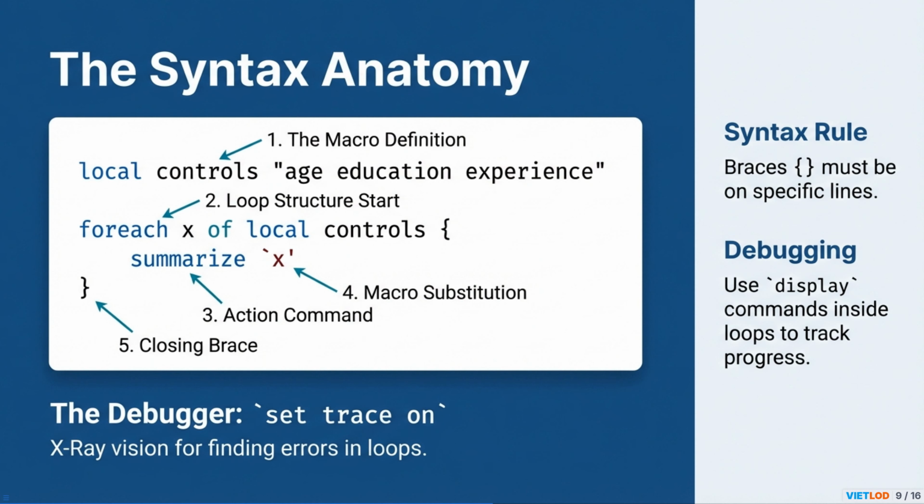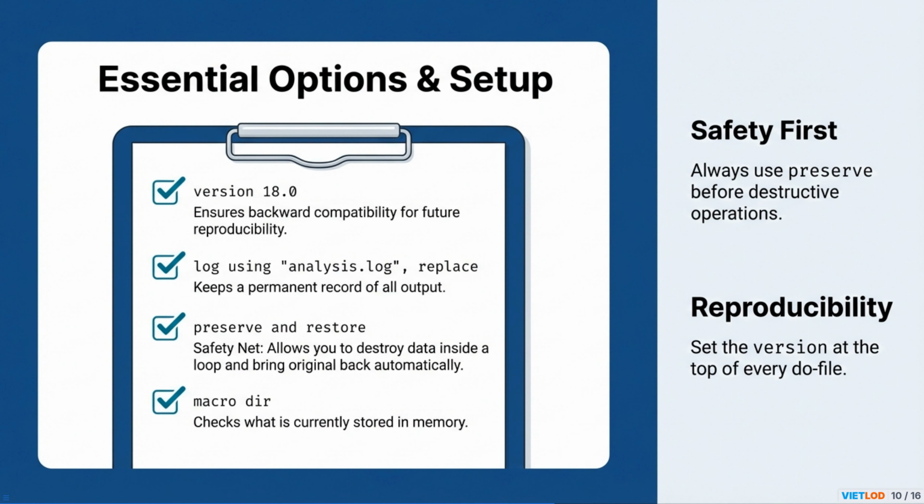Third, inside the loop, we have our action command, summarize. This is the command that will be executed for each item in our macro. Fourth, we see macro substitution in action, with x in quotes. During each iteration, Stata replaces the macro with the current variable name from the controls list. So first, it runs summarize age, then summarize education, and so on. Finally, the closing brace marks the end of the loop and must appear on its own line. A critical syntax rule to remember is that curly braces must be on specific lines: the opening brace with the loop command and the closing brace alone.